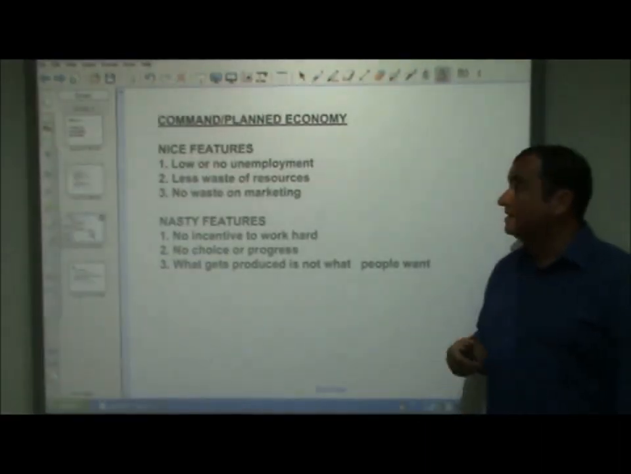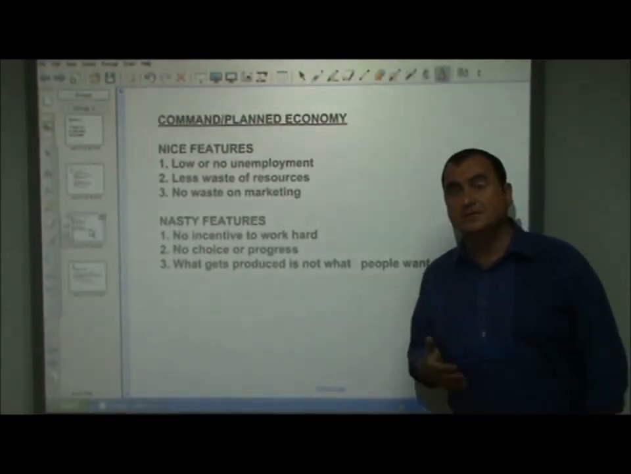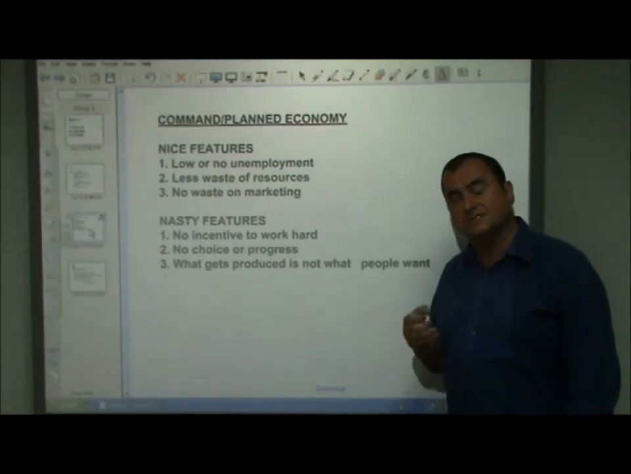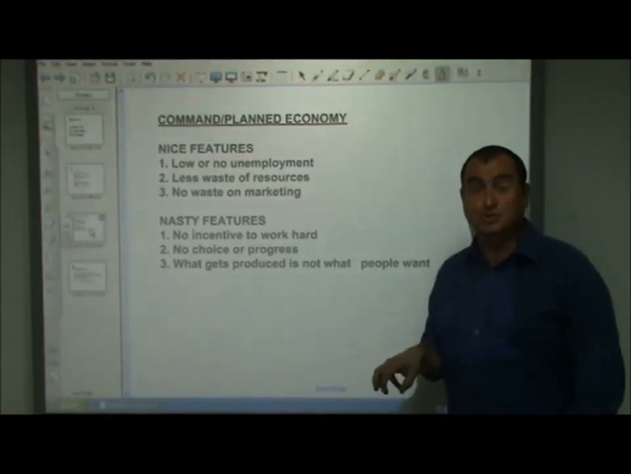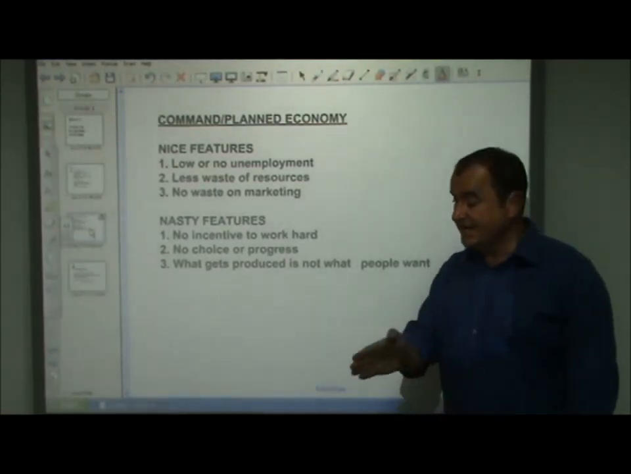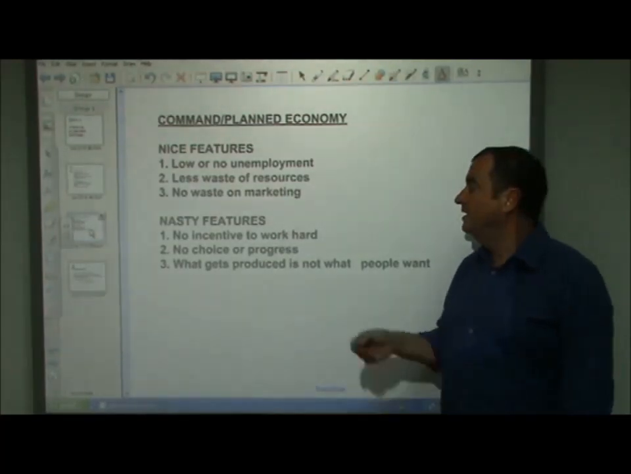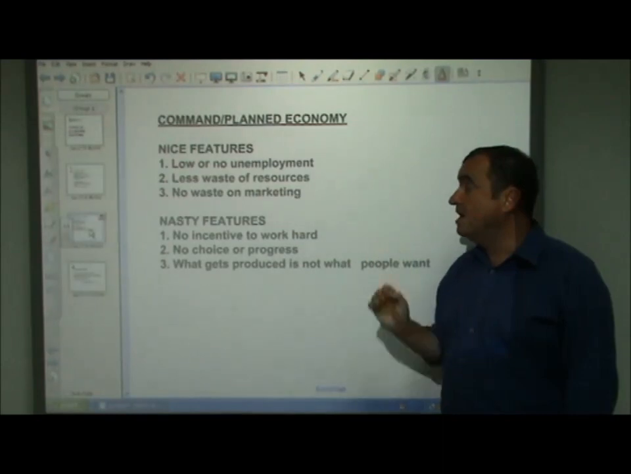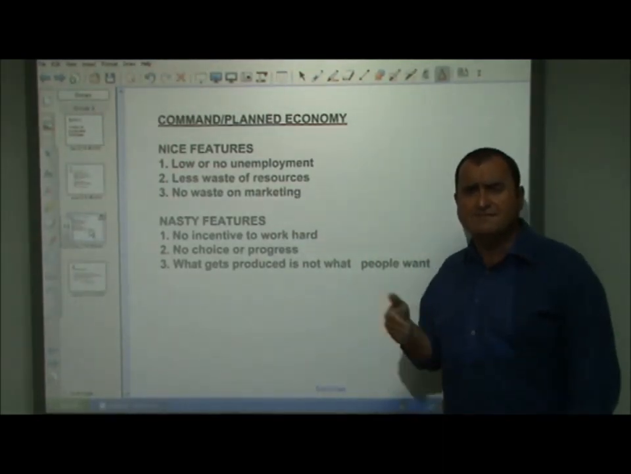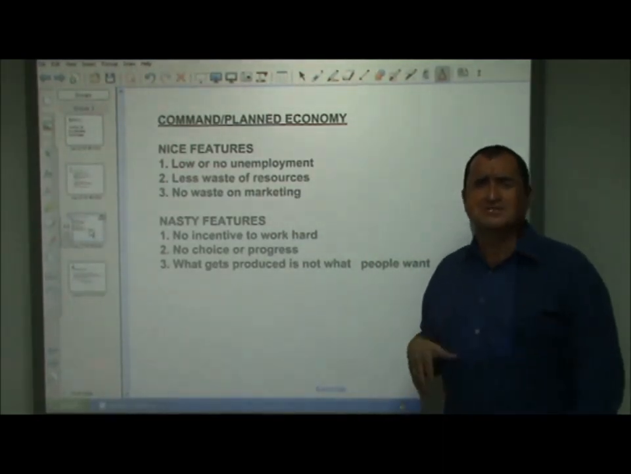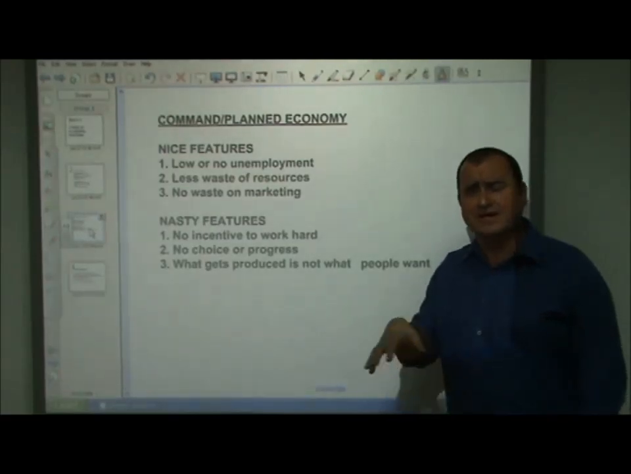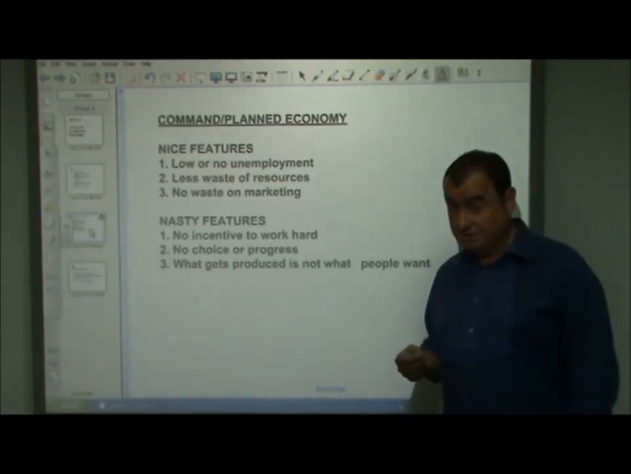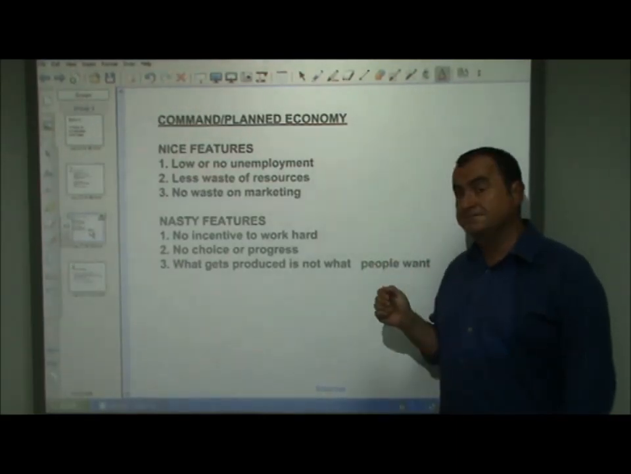So, a command or planned economy would have certain desirable features. There would be low or no unemployment because the government would allocate each unit of labour, each worker, into a specific job. There would be less waste of resources, presumably, and no waste on marketing because there'd be no need for private firms to use marketing to try and convince consumers to buy their goods. The government would be providing the goods. So there might be a better use of resources in that sense.